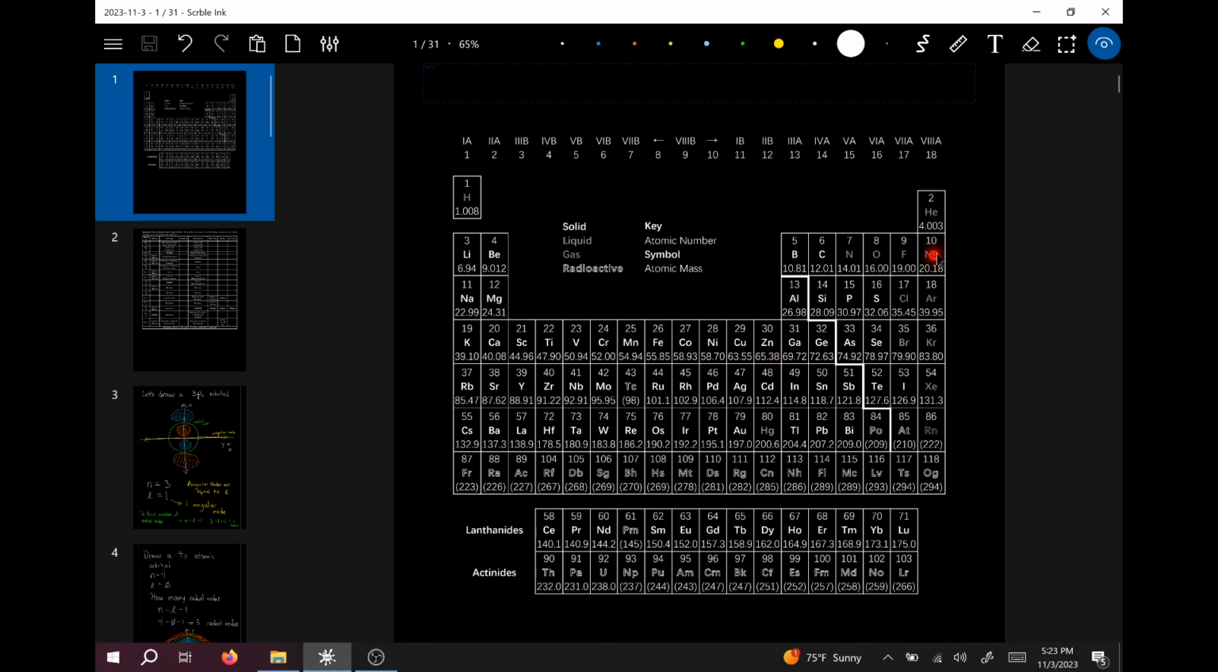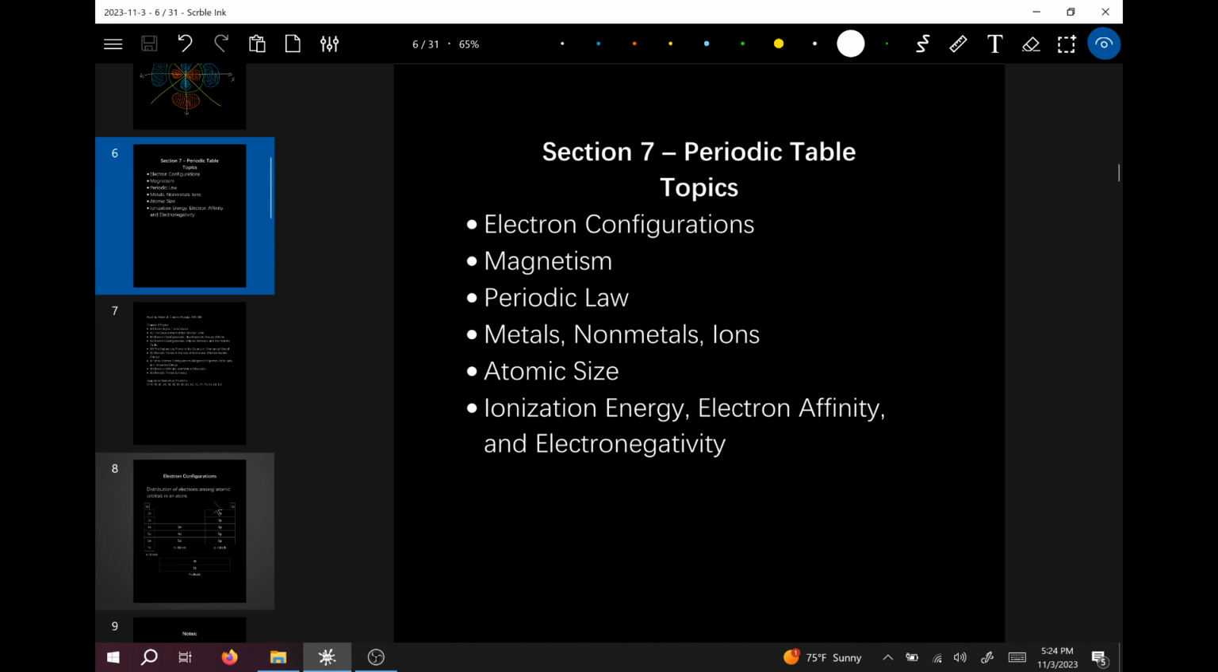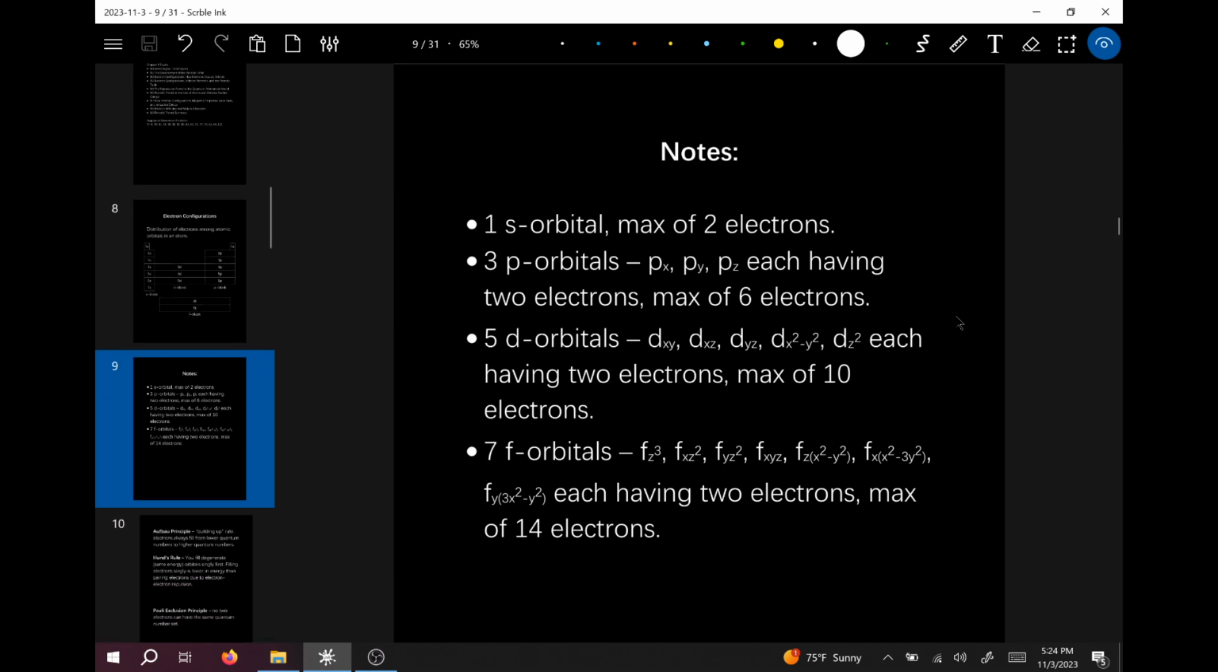If I was looking at neon, neon's part of the, sorry, the p orbital set. And since there's 3 p orbitals, then I should be able to put up to 6 electrons in this set here. Well, 1, 2, 3, 4, 5, 6. So that makes sense here. So let's go back to our notes here. There's 2 electrons maximum that can be put into s orbitals, 6 that can be put into p orbitals, 10 that can be put into d orbitals, and then 14 that can be put into our f orbitals.